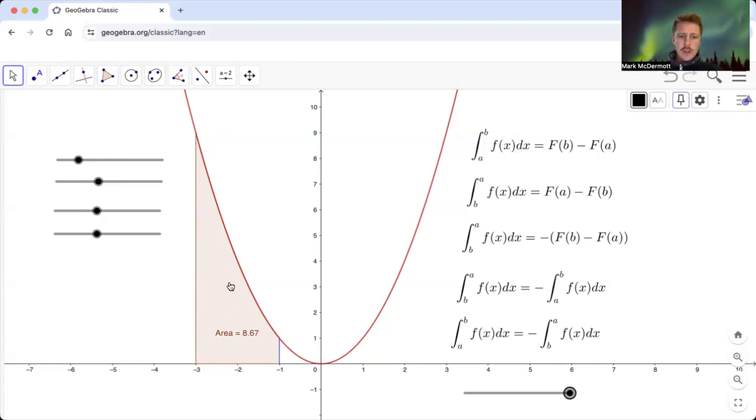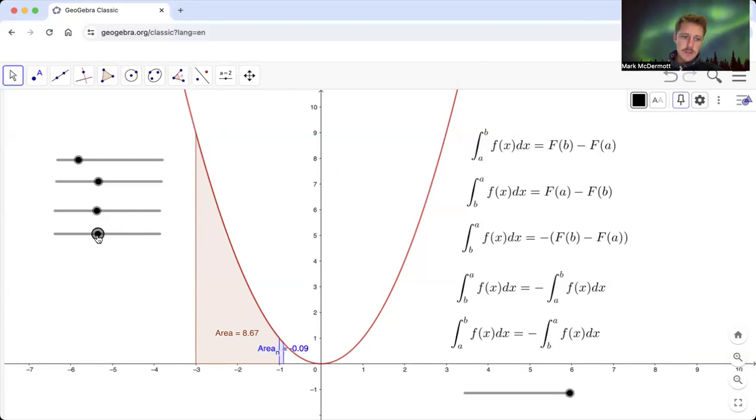So just to show that I'm not talking nonsense, GeoGebra knows this fact. If we were to look at this example here, we've got the graph y equals x squared, and the integral from -3 to -1. So think about it like this: a is -3, b is -1, and the integral is 8.67. But if we swap the bounds, so they go from -1 to -3, we would get a negative area because the whole thing's negated.